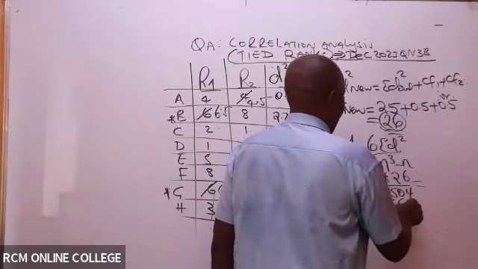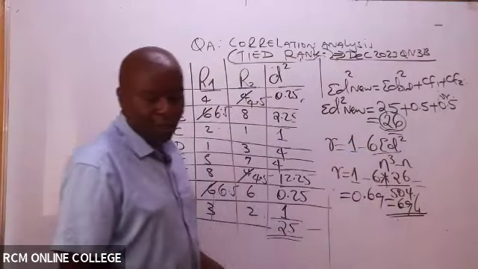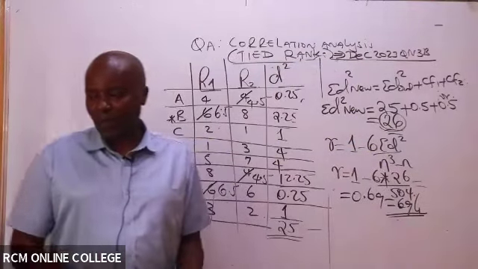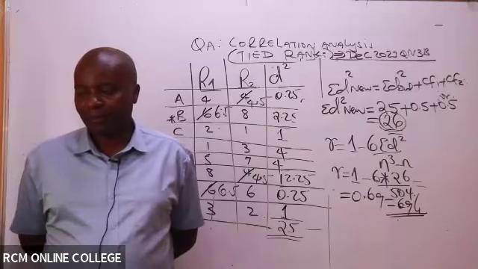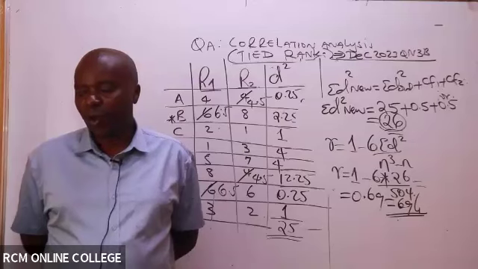0.69, which is the same as 69%. What comment will you give us here with 69% correlation? Yeah, below 70, mark it just a strong correlation. A strong correlation.